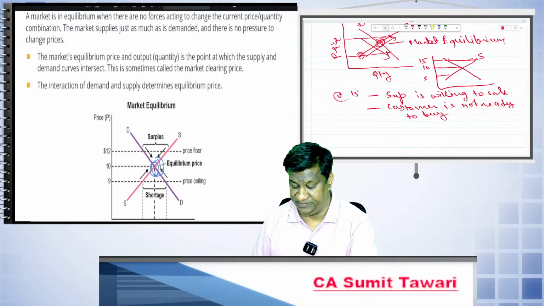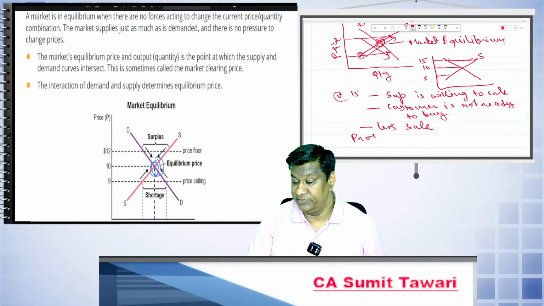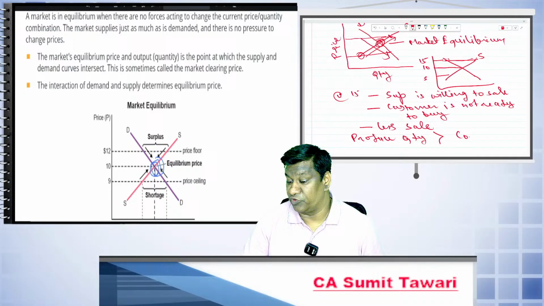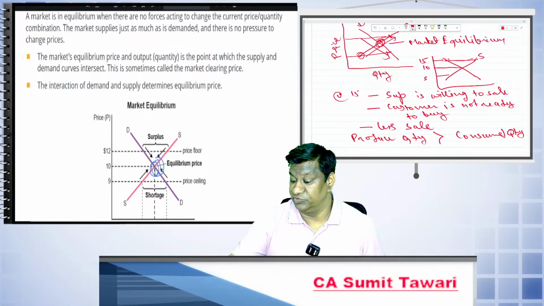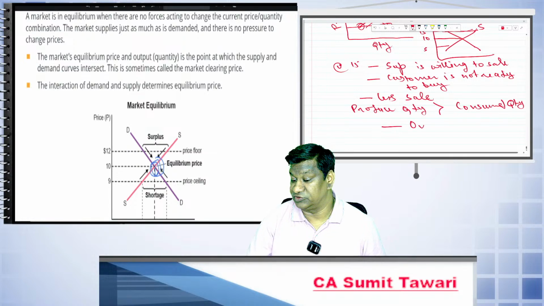What can happen? Stocks will remain as they are, so there will be no output. There will be no sales basically, no sale or fewer sales, you can say. Some of the customers may afford it at 15, so it is fewer sales. So what happened? The produced quantity is higher than the consumed quantity. The customer is not ready to consume, but the supplier is ready to produce. So this leads to overstocking.